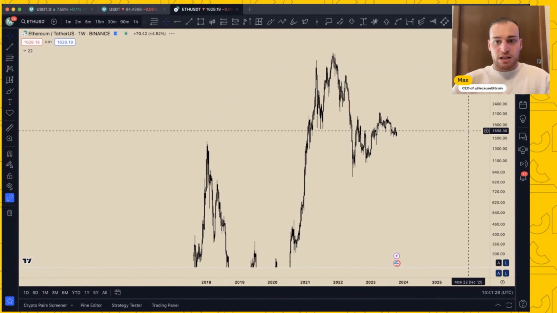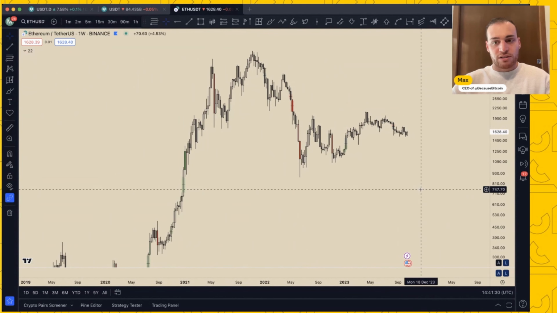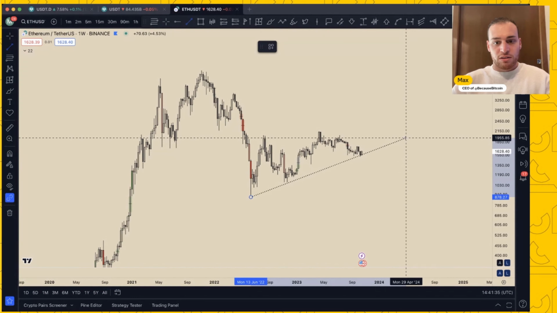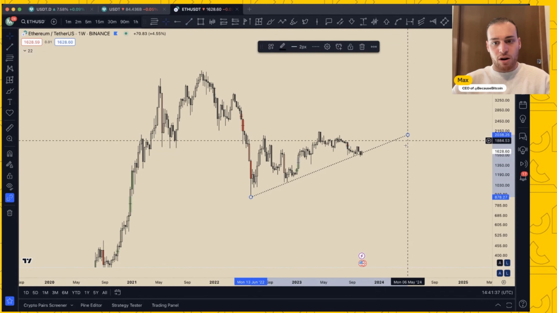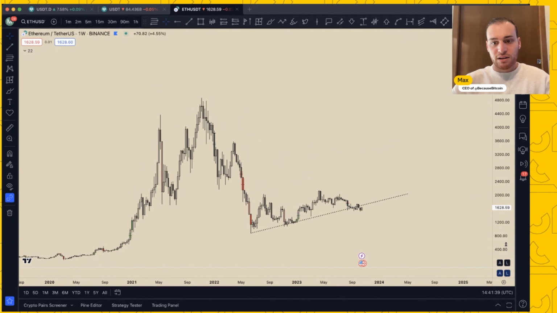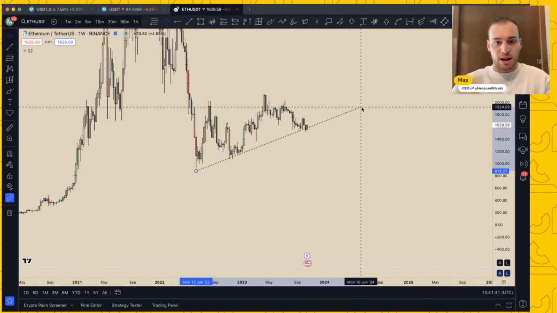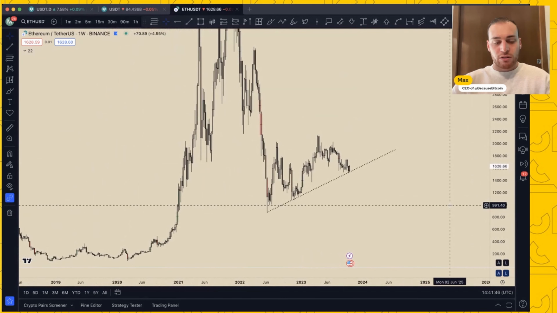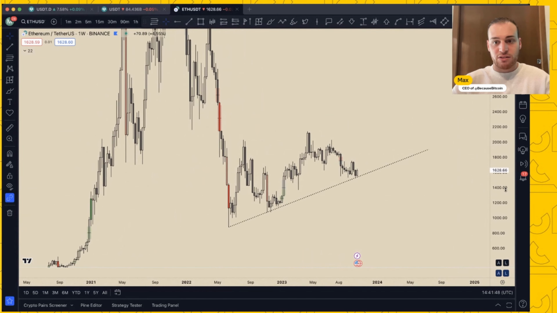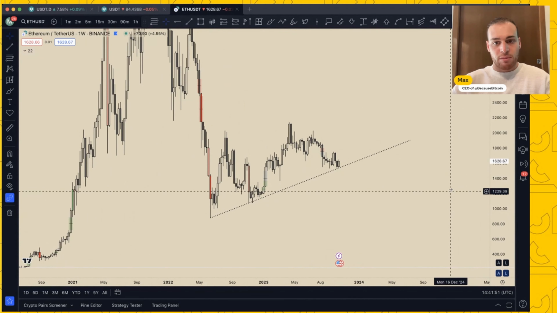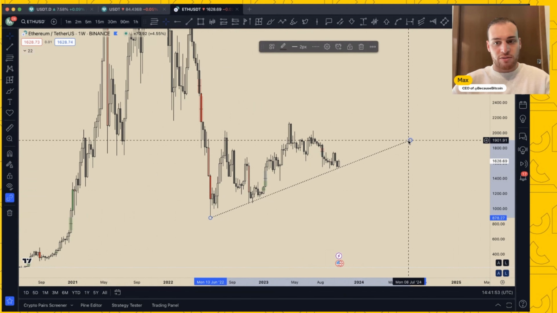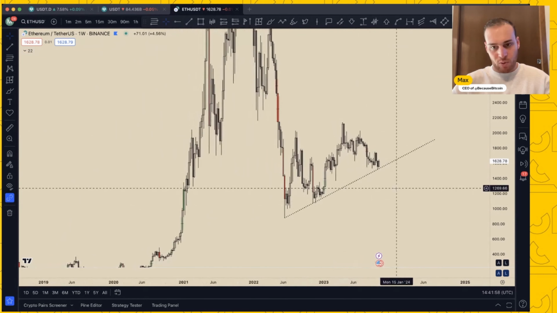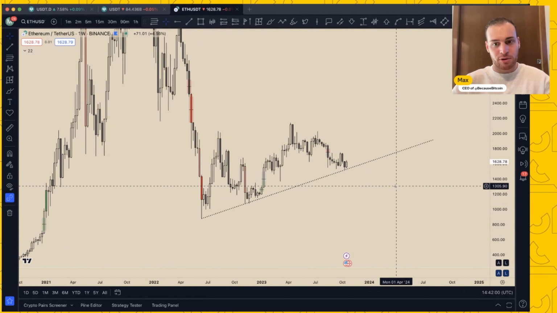ETH, I mean, it looks pretty bad here, but technically we are holding some support. So it kind of depends on how you want to draw it. Actually, let's do it not in log. Technically we're holding support right here. This is support. It looks terrible. There's a lot of ways to draw this. Do you want to draw it from the bodies? Do you want to draw it from the wicks? I think let's just draw it from the wicks. Let's try to be as conservative as possible.